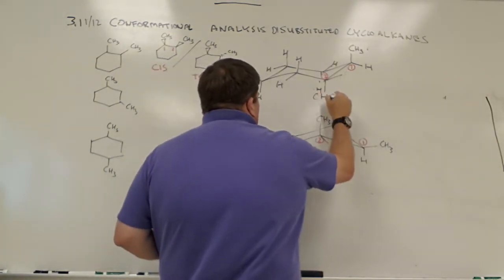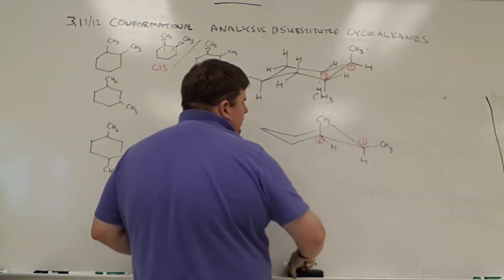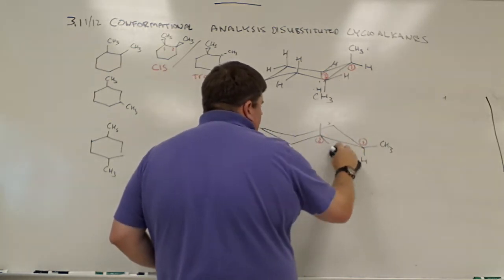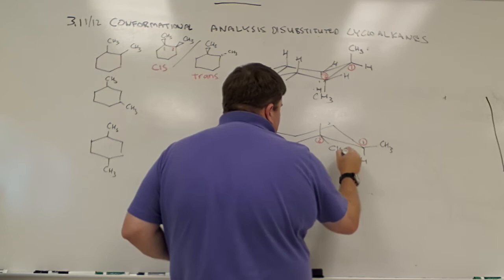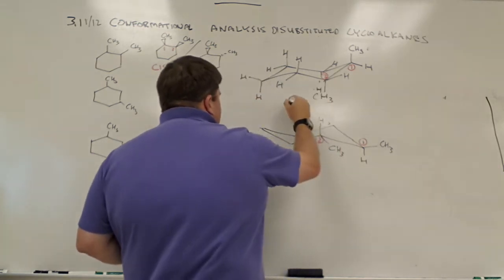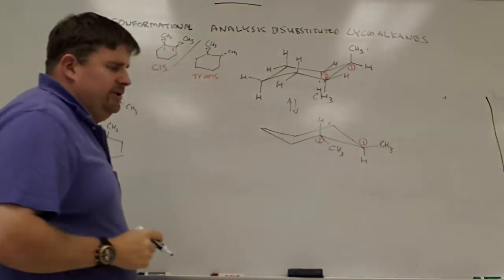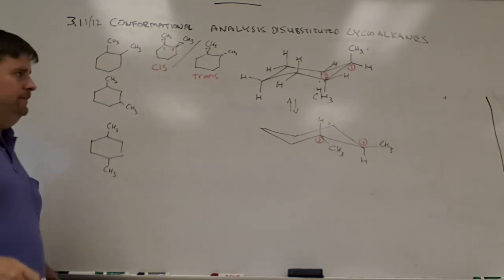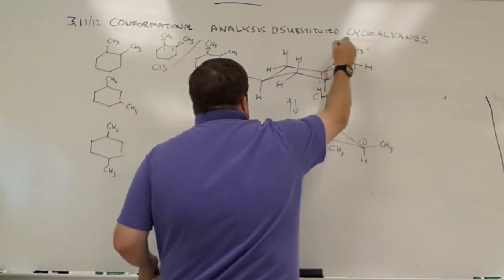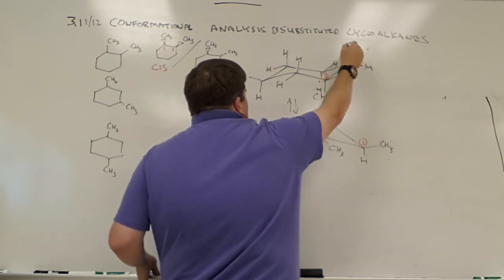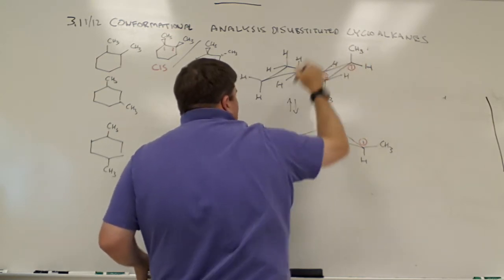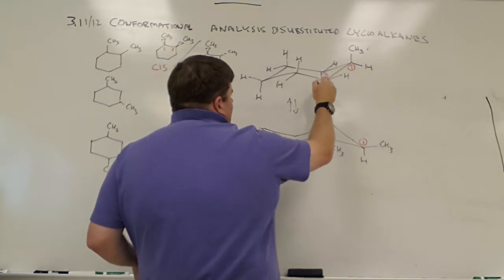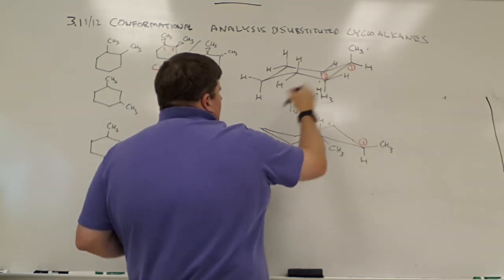Now, I've got a CH3 down here, and over here, I've got a CH3 in this position. Which one of these equilibrium forms is going to be more stable? The one on the top or the one on the bottom? This one has two axial positions. So I have diaxial interactions 1, 2, and then I've also got 3 and 4.